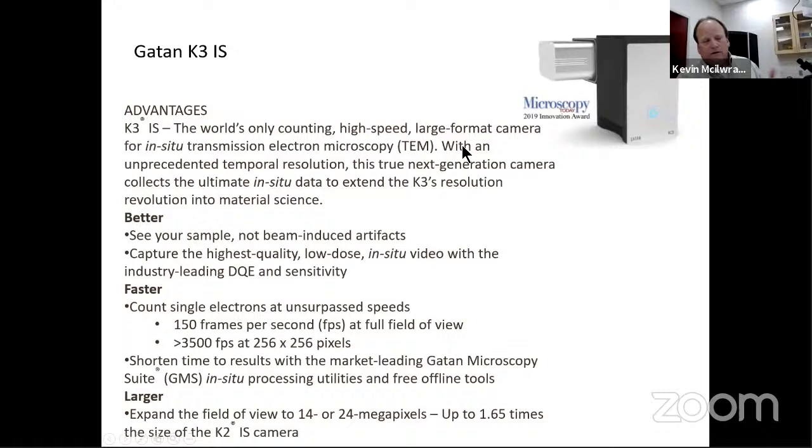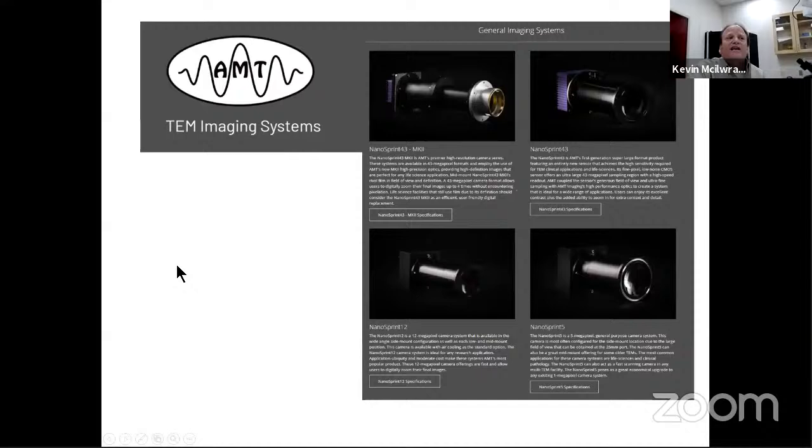Now, the top of the line of Gatan is really the K3 IS. These cameras literally can be up to $1 million or more. This camera here is a direct electron camera from Gatan. It's got 24 megapixels and it runs at 150 frames per second with full resolution, but 3,500 frames per second in other modes. So it's insanely fast. AMT is another company that makes digital imaging systems.